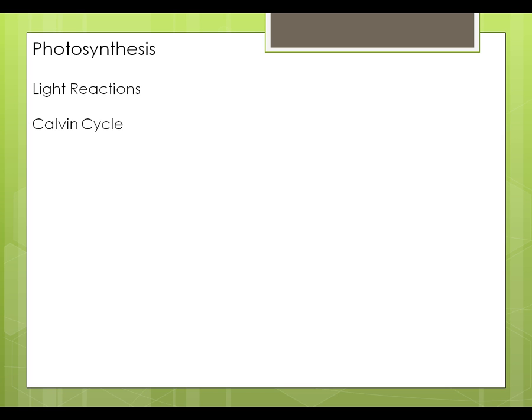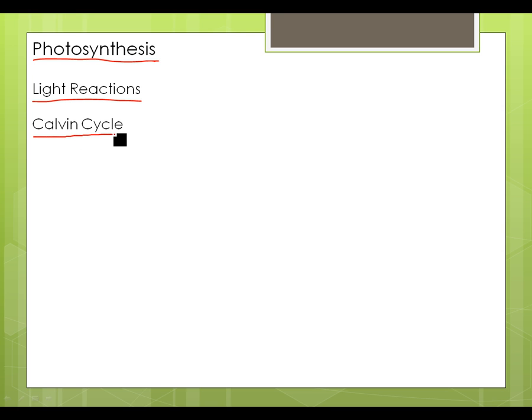So this is the second video on photosynthesis and cellular respiration, and this video is on photosynthesis. Now there are two main parts of photosynthesis. The first main part are the light reactions, which require photons from the sun to work. That's why they're called light reactions.